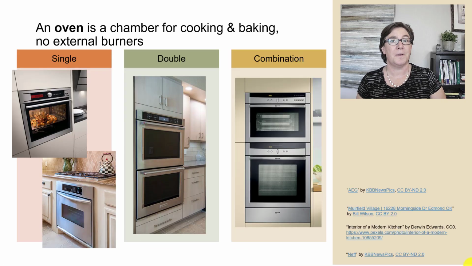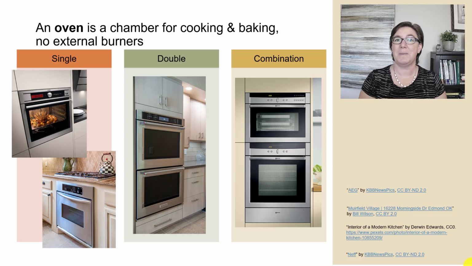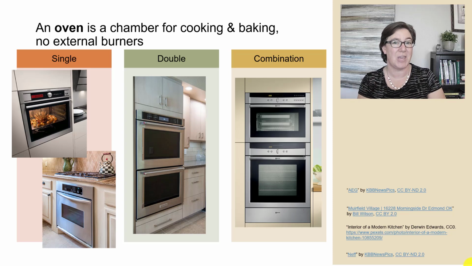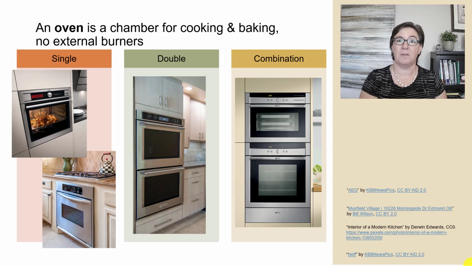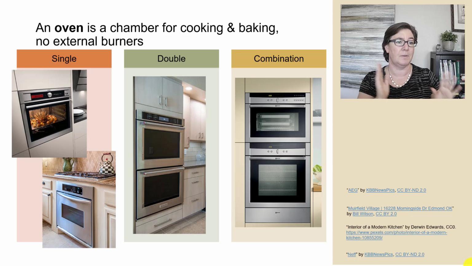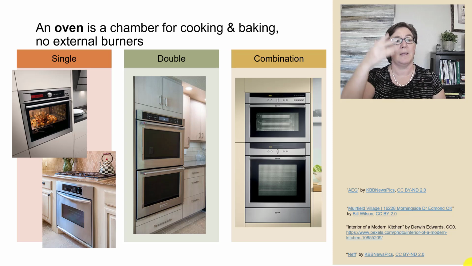Moving to our third type of cooking equipment, it's an oven. Remembering that an oven is an enclosed chamber for cooking. We've got no external burners. And we've got 3 different configurations of ovens shown on this page. Starting from the left, a single oven is pretty self-explanatory. And here we have an example of it installed in some tall cabinets.